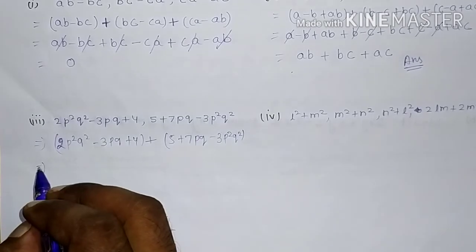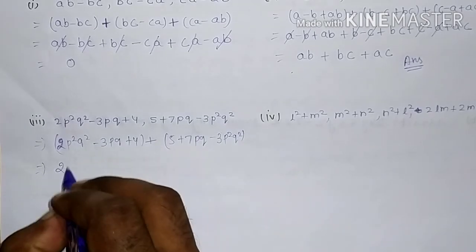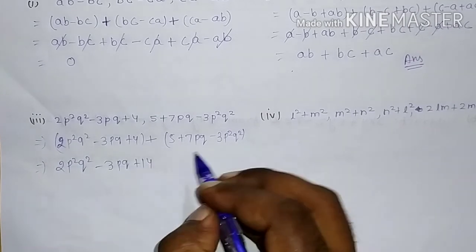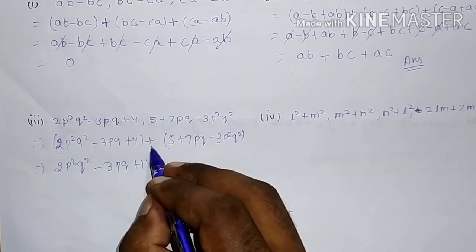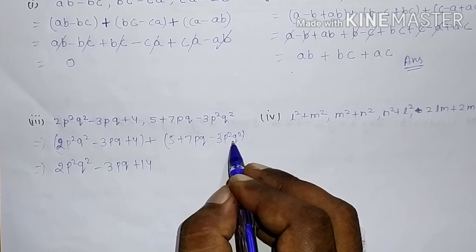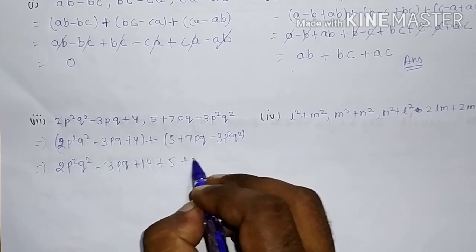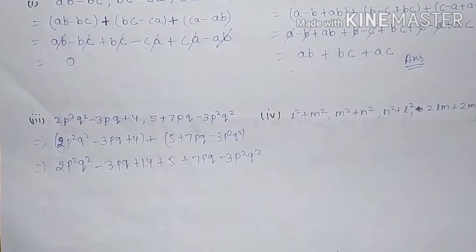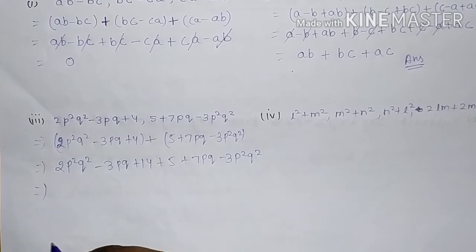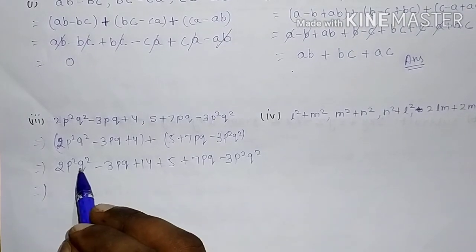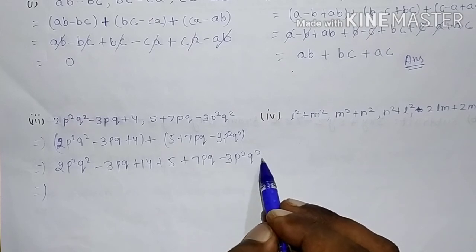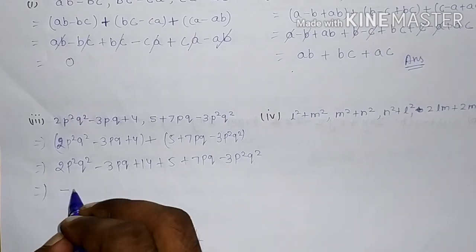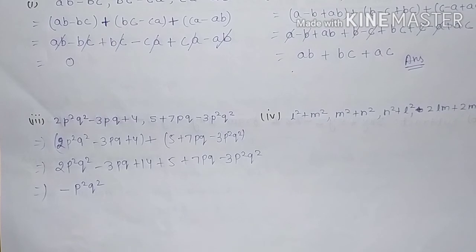So just simplify it. 2p square q square minus 3pq plus 14, and this plus is multiplied in all these terms, so plus 5 plus 7pq minus 3p square q square. Now 2p square q square minus 3p square q square will be 2 minus 3, that means minus 1. So minus p square q square.